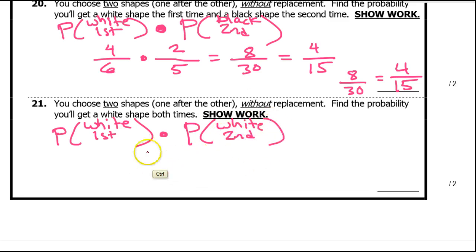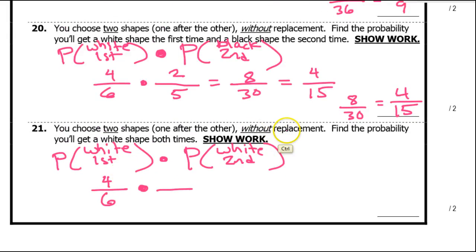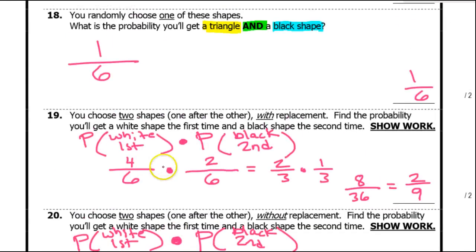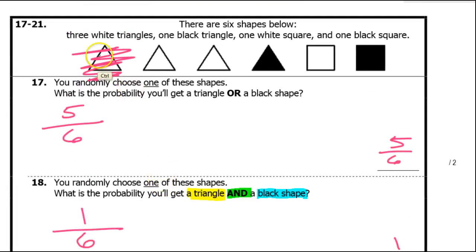Okay, let's just be real careful. So the probability of getting white first is the same as it was the last 2 problems. All right, we start off with 6 total objects. 4 of them are white, so that's 4 out of 6. Now let's be real careful about the second one, because again, we're doing without replacement, so things are going to change for the second draw. So again, we have drawn a white one first, a white triangle first.